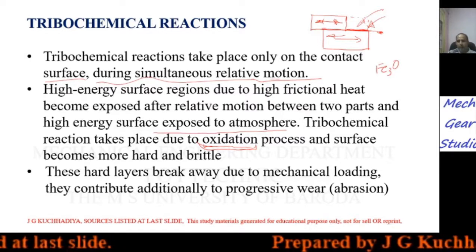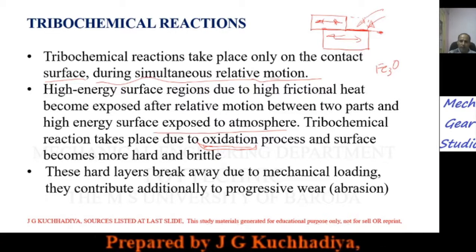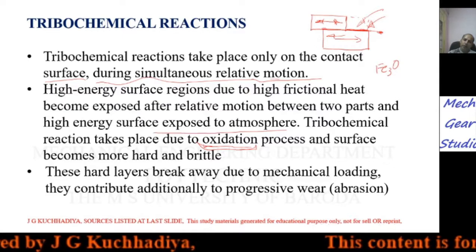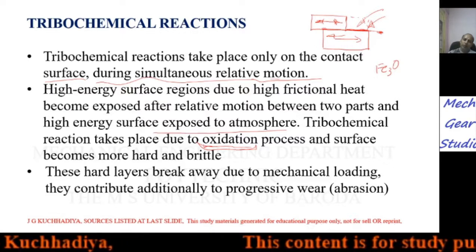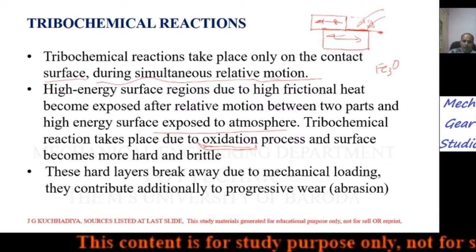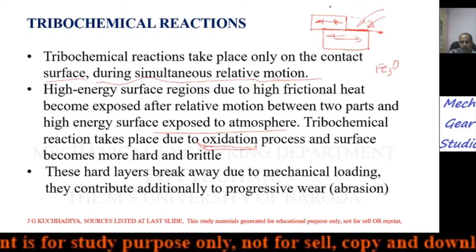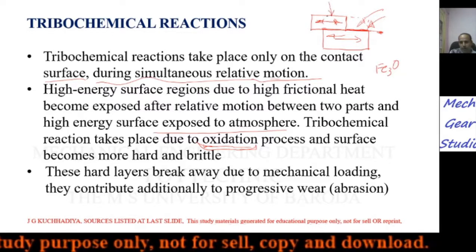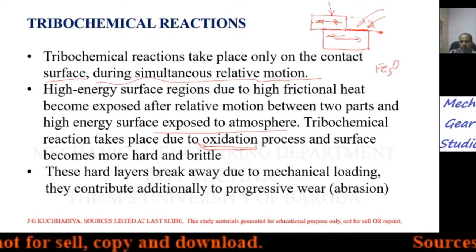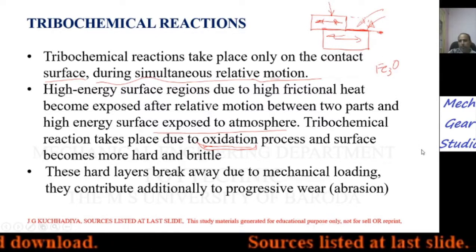Due to mechanical motion or movement, the wear is created. So we can consider it a wear process because material is continuously being lost and the dimension of the component is continuously reducing. This hard layer breaks away due to mechanical loading. Here mechanical loading is also possible, otherwise there is also self weight. So due to this, material is continuously lost.